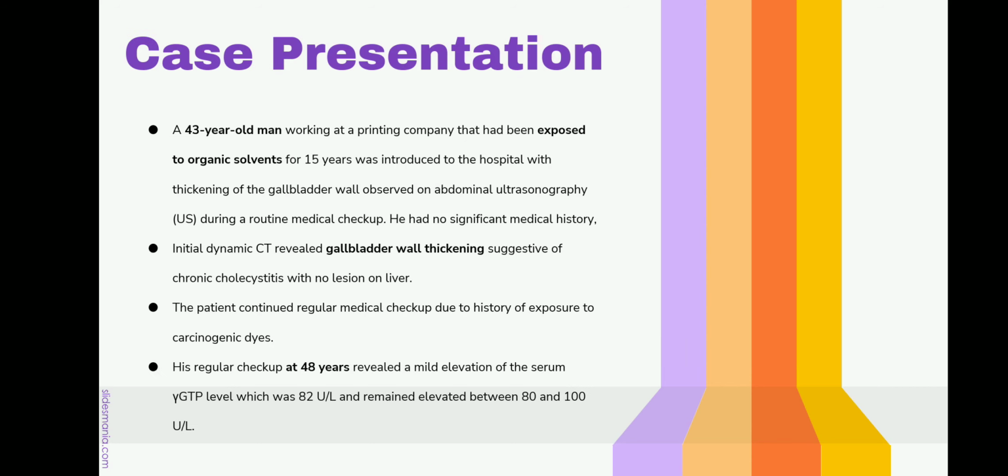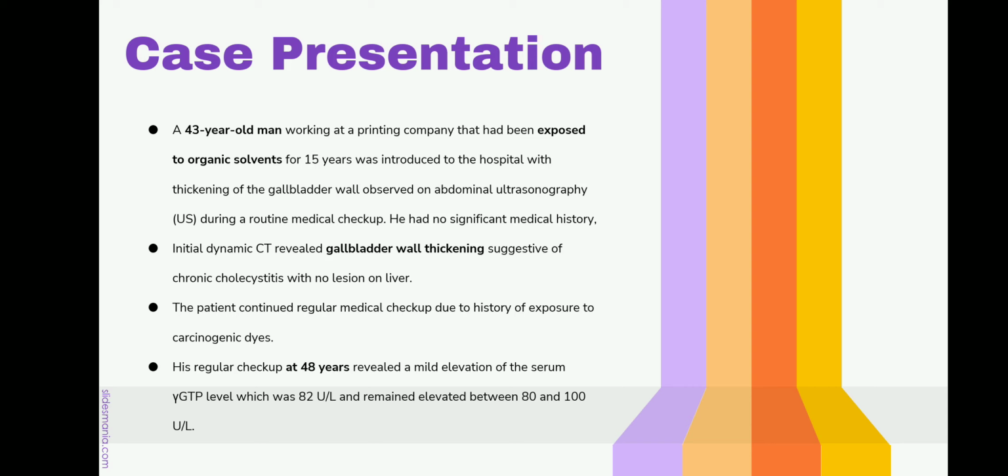Case presentation. A 43-year-old man working at a company that had been exposed to organic solvents for 15 years was introduced to the hospital with thickening of the gallbladder wall observed on abdominal ultrasonography during a routine medical checkup. He had no significant medical history. Initial dynamic CT revealed gallbladder wall thickening suggestive of chronic cholecystitis with no lesions on the liver.